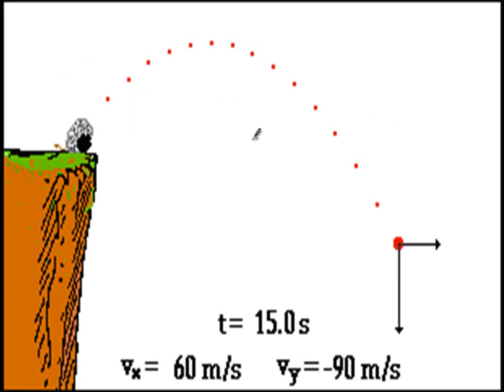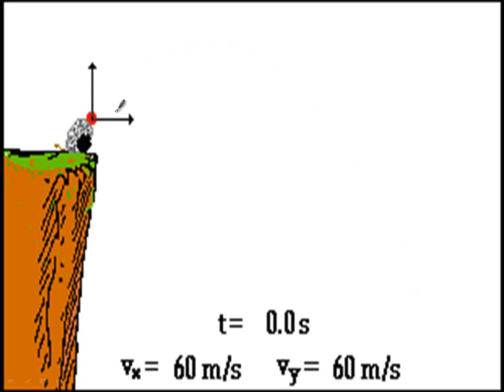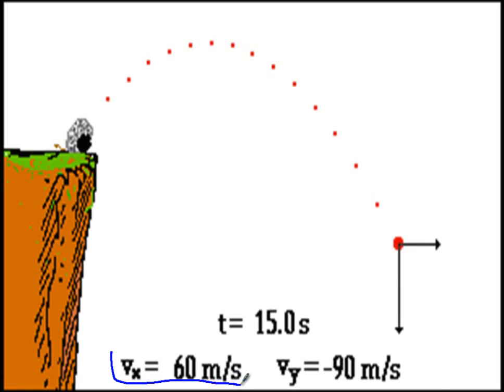Something else you also want to notice. Pay attention to the horizontal arrow as it's going up. The horizontal arrow does not change length. It stays the same the whole time. That's why it has right here, v in the x direction is 60 meters per second, because it stays the same speed the entire time in the x direction.